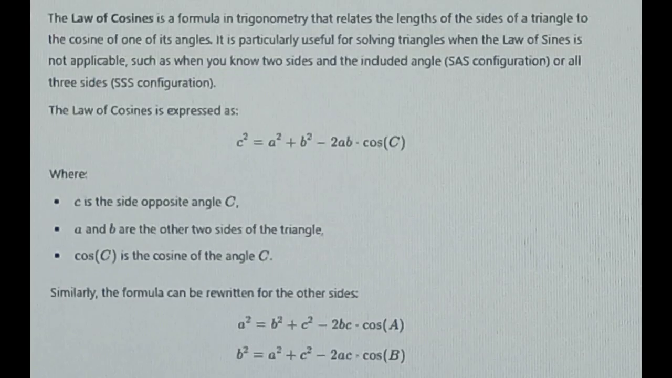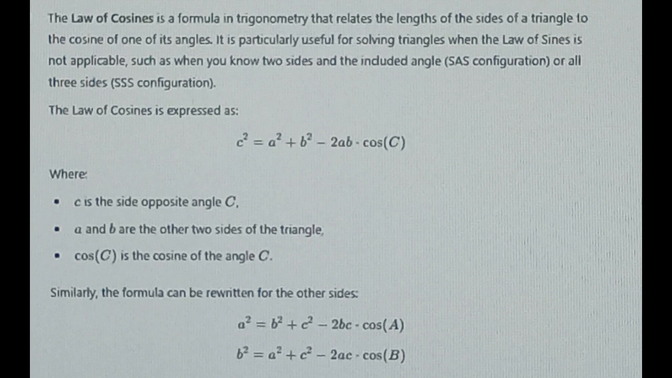The law of cosines is a formula in trigonometry that relates the lengths of the sides of a triangle to the cosine of one of its angles. It is particularly useful for solving triangles when the law of sines is not applicable, such as when you know two sides and the included angle, or SAS configuration, or all three sides, SSS configuration.